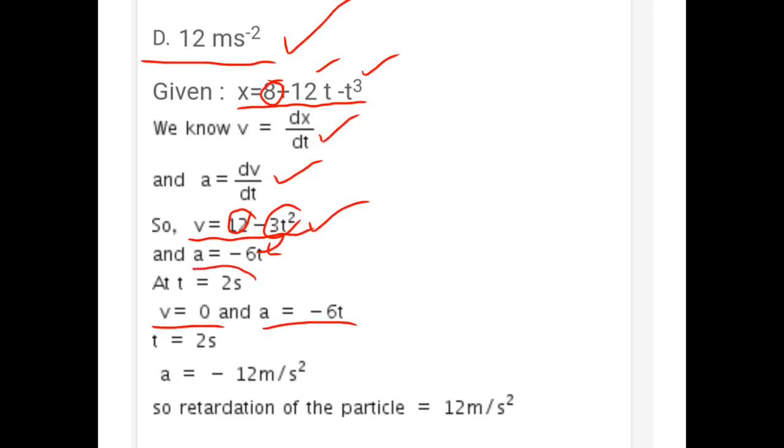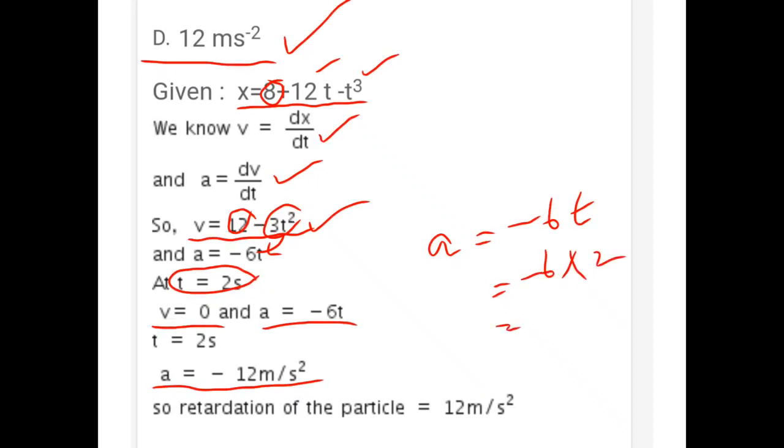Suppose t is equal to 2 seconds, you will get a is equal to minus 12 meter per second square. A is equal to minus 6t. We know t is equal to 2 seconds. They have given in the problem velocity is equal to 0. So minus 6 into 2, so you will get minus 12 meter per second square.